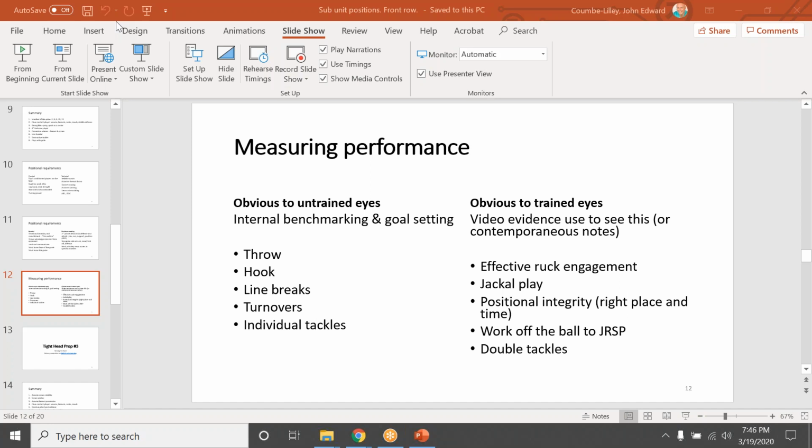Jackal play will be apparent because we'll have noticed that the hooker has read the line of support and has made a correct decision at the time to attack that ball. The work off the ball for the hooker puts them in a position to break the line, support the play, or enter. And then double tackles. You'll often find, because hookers are joining play late, they'll often have just a moment more time to decide if they're going to make a double tackle or not. And you typically find them outside the props, sometimes outside the second rows.